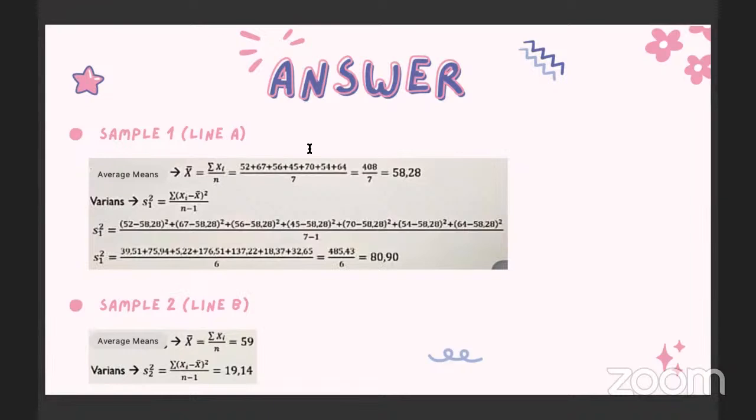Sample 2, line B, the method is the same as before. Here I immediately add up the average mean. The average mean of travel time is 59 minutes. The way to calculate the variance is also the same as before, and here I immediately add it up. So the variance for line B is 19.14.